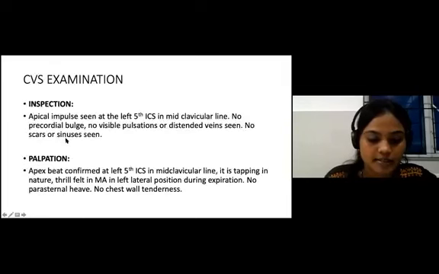On cardiovascular examination, inspection: apical impulse seen at the left fifth intercostal space in the midclavicular line. No precordial bulge, no visible pulsation or distended veins, no scars or sinuses seen. On palpation, apex beat confirmed at the left fifth intercostal space in the midclavicular line. It is tapping in nature. Thrill felt in the mitral area and left lateral portion during expiration. No parasternal heave, no chest wall tenderness.